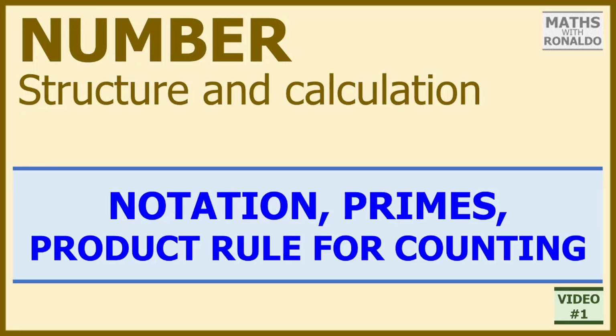In this video we'll be looking at notation, primes and the product rule for counting. First of all, you need to be able to order positive and negative integers, decimals and fractions. To be able to do that, you should be able to convert between them, and we'll go through that now.